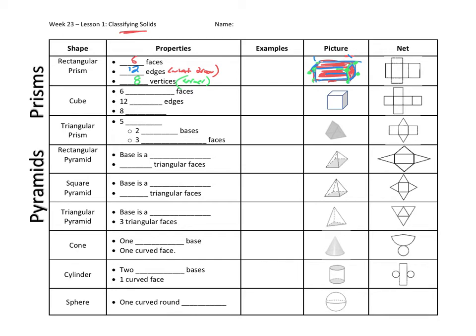Okay, so let's look at a cube now. What's a cube? Well, it's a rectangular prism, but every side's a square. So it's the same. It has 6 faces, and all 6 faces are the same. So it has 6 square faces. It has 12 equal edges, since they'll all be the same. And again, it still has 8 vertices.